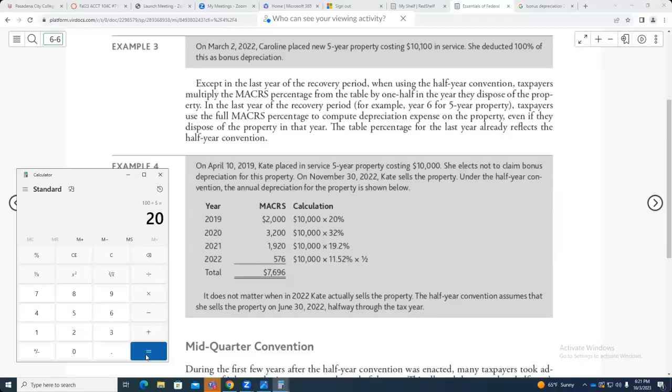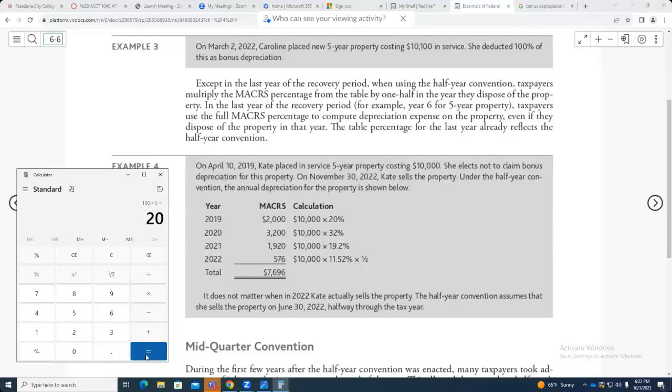If you buy up to 60% of your assets during the first 9 months, then every single thing you buy in that year will be half year convention, case closed. Why did they do that? You would think it would be based on the first 6 months: if you buy it within the first 6 months, you get a full year, and if you buy it after 6 months, you don't.